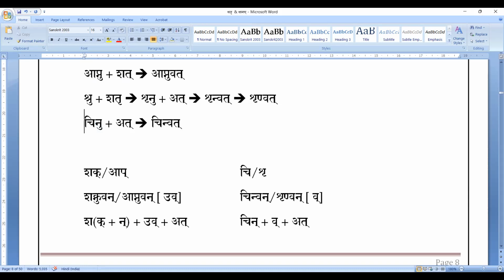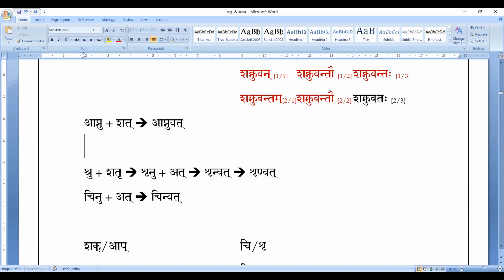Similarly, Chinvan. Even in the Kriyapadam, if you see, what is the Bahuvachanam of, let us take, Apnoti? Apnoti, Apnutaha, then Apnuvanti. Here, what happens? Snu comes, right? Nu. Followed by Ajadi Pratyaya, and Nakara plus U, which is preceded by a conjunct. Therefore, you get Uv. Therefore, Apnuvanti gets formed, right?